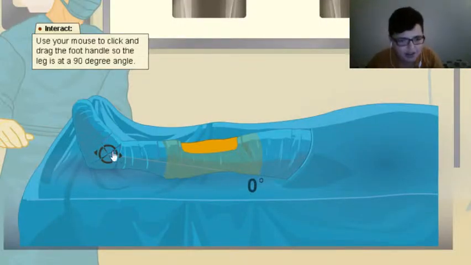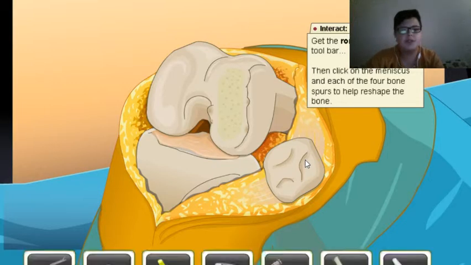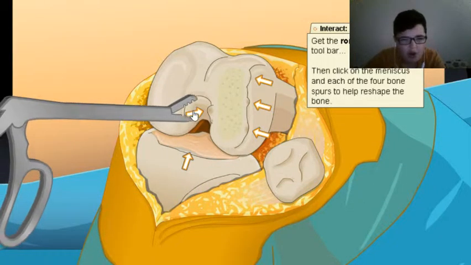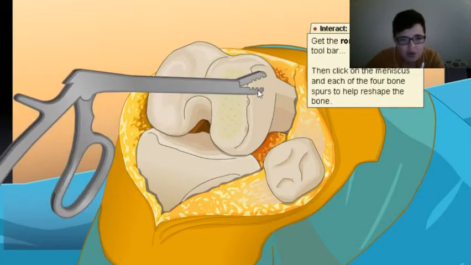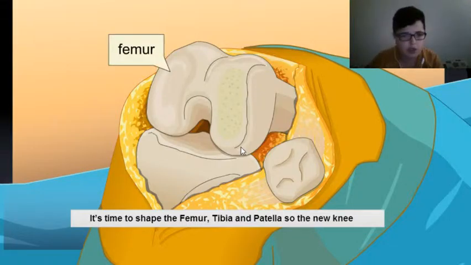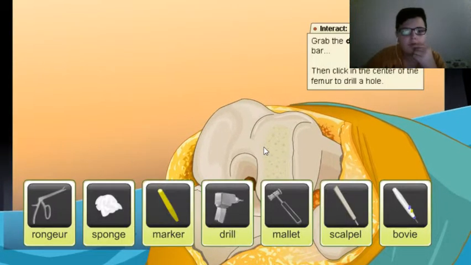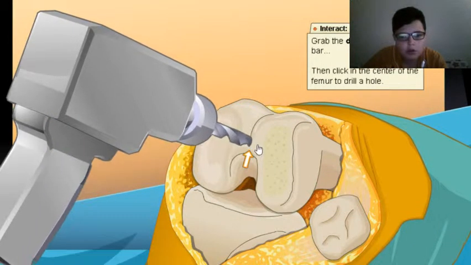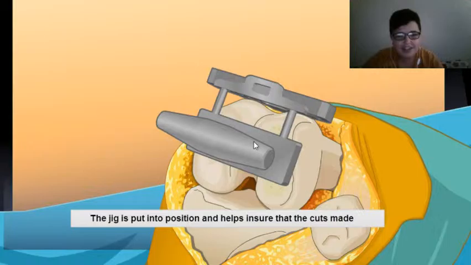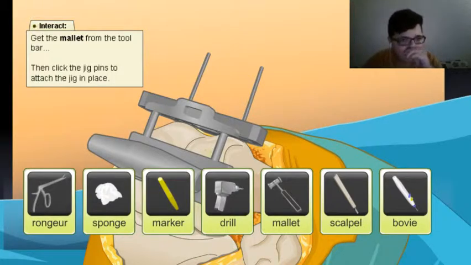To operate, we need the patient's knee elevated and bent so the bones are fully exposed. Now the leg is at the proper angle. Use the rongeur to remove the anterior cruciate ligament, or ACL, the meniscus, and any bone spurs that may be lurking about. Are you a good sculptor? It's time to shape the femur, tibia, and patella so the new knee components fit properly. A hole must be drilled inside the femur to set up the distal femoral cutting jig and alignment device. The jig is put into position and helps ensure that the cuts made to the bone are exactly what are needed. Now hammer in the pins to hold the jig.